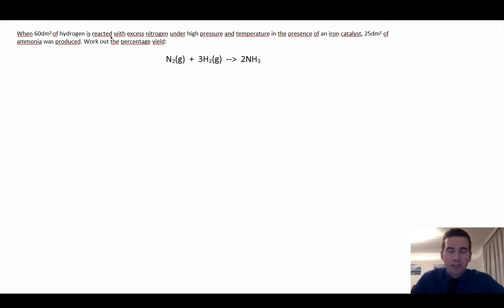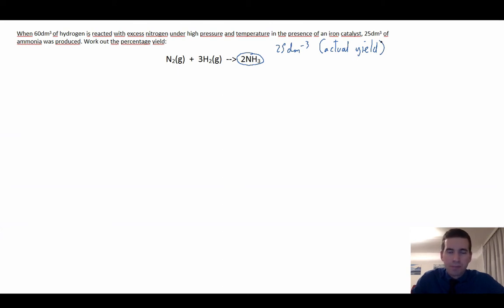It's quite similar to calculations we've already looked at, okay? Especially the first step. Now, we've got information. Now, ammonia in this case is the only product, therefore it's the product we want as well. Now it says 25 decimeter cubed of ammonia was produced. This is the actual yield. Now we need to work out the theoretical yield.